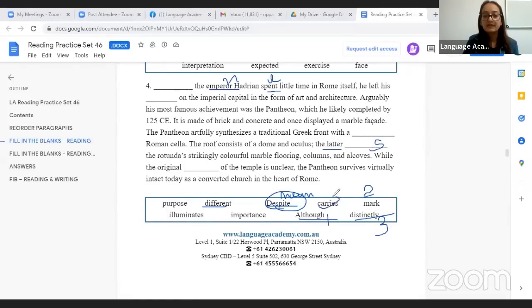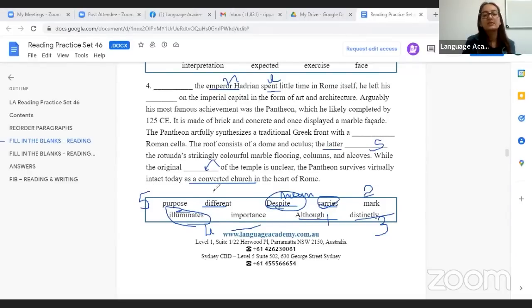We have carries and we have illuminates. So carries, a building cannot carry anything. So it's better to go with illuminates. Strikingly colorful marble flooring, columns and alcoves. While the original dash of the temple is unclear, the Pantheon survives virtually intact today as a church. So before of, we need a noun and we have importance and purpose, two nouns given. So we cannot say importance is unclear.